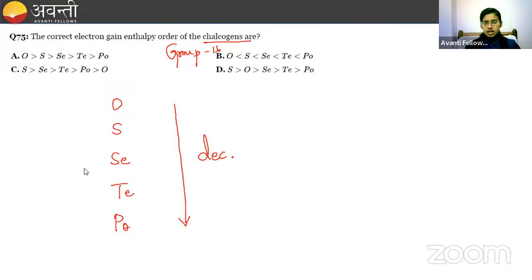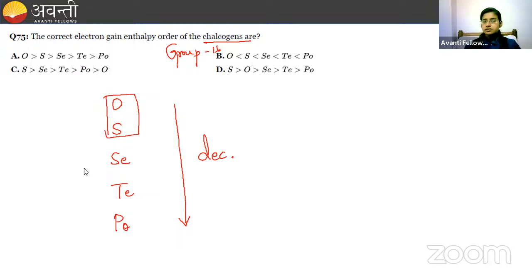So what is electron gain enthalpy? The energy released from an isolated gaseous atom once an electron is added to it. If I'm adding an electron to an isolated gaseous atom, some amount of energy will be released, and that energy is called electron gain enthalpy. So on moving down the group, it decreases. This is the general trend observed for all the group elements. But for the 16th group, we do have some exceptions for oxygen and sulfur.